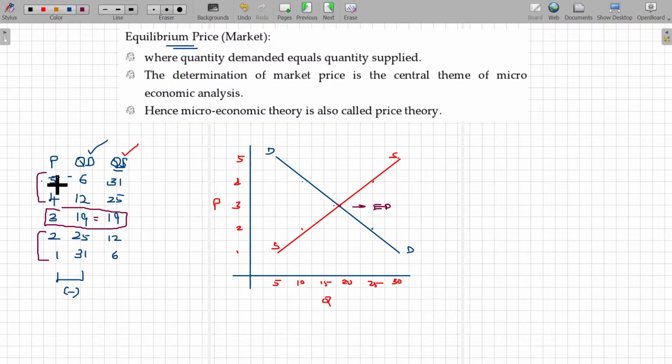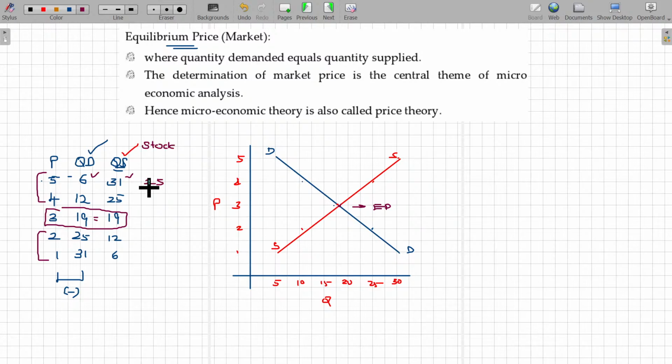If the price is more than equilibrium price, the quantity supplyable is up to 31 but demanded is only 6. It means we have 31 items in the shop but customers are taking only 6. 25 items remain unsold. Is that okay? This is called unsold stock.